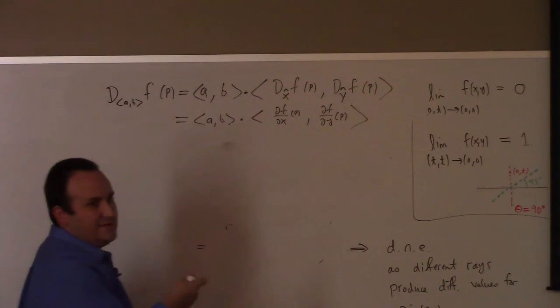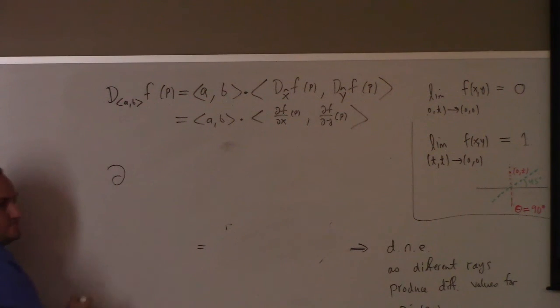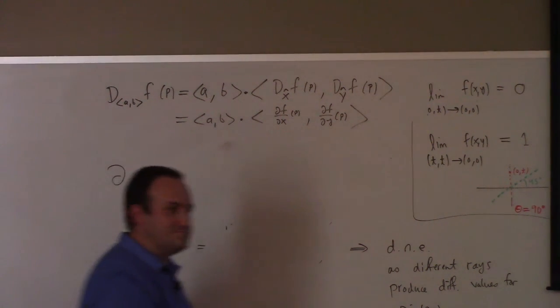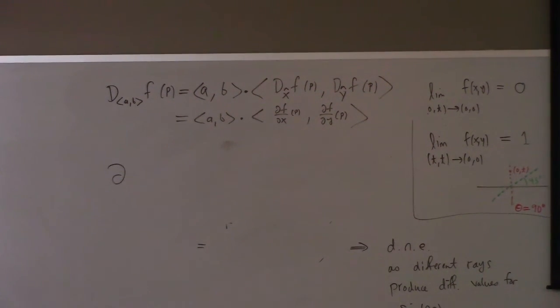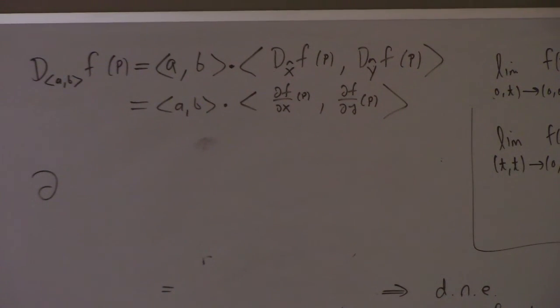Those are not d, it's partial. This is a new symbol, okay? It's not a 2, it's this, partial. So apparently we can build the directional derivative in the a, b direction using just the partial derivative with respect to x and the partial derivative with respect to y. And you just take the dot product.